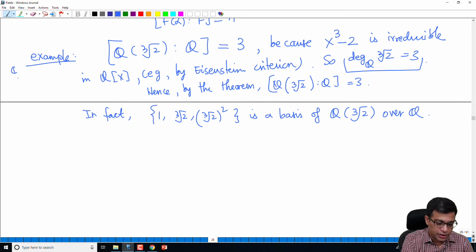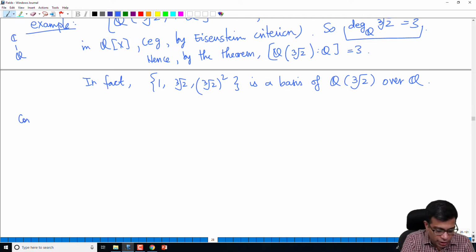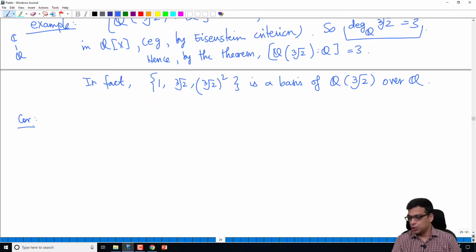So we can, for example, fix the ambient field, the bigger field, to be C. The smallest field in C that contains Q and cube root of 2 is denoted by Q adjoin cube root of 2, and the degree of that over Q is 3. That means the dimension of this as a Q vector space is 3. Okay, so now immediately we can do a few nice corollaries, and these are extremely useful for us.